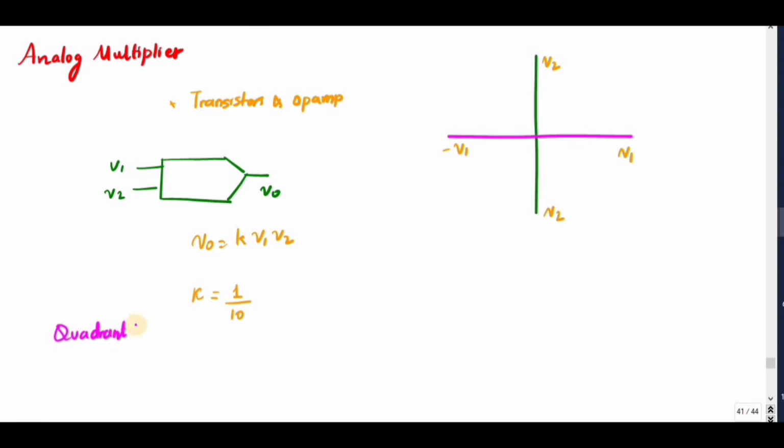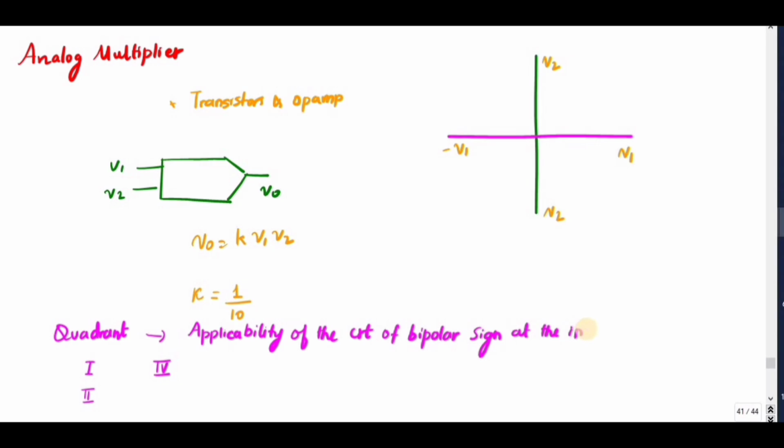You have the first quadrant, second quadrant, and fourth quadrant. The quadrant defines the applicability of the circuits for bipolar signs at the input. So what does the first quadrant mean? Both the inputs V1 and V2 are positive. So it will be in the first quadrant, right? You can see the V1 value and V2 value are positive.